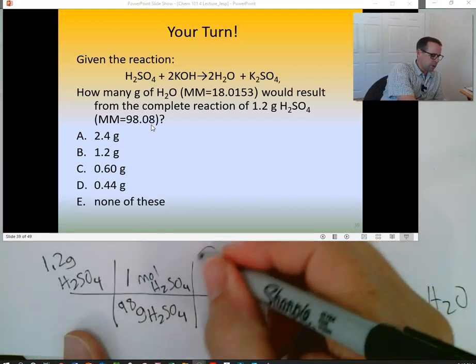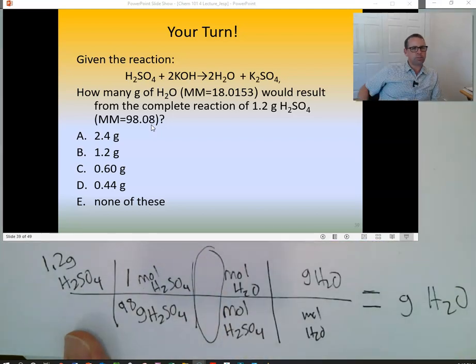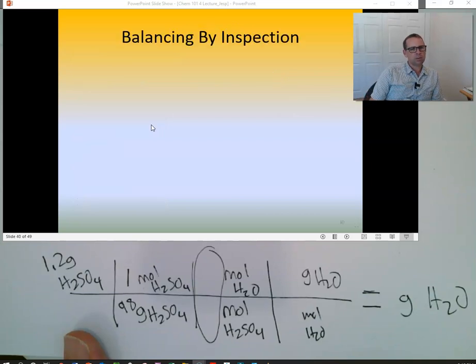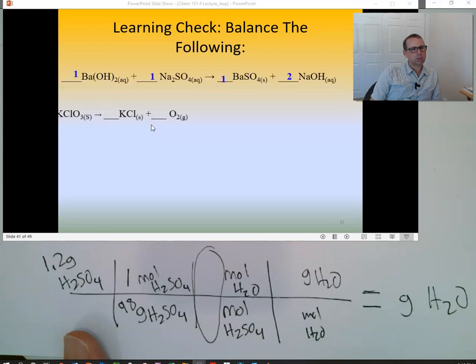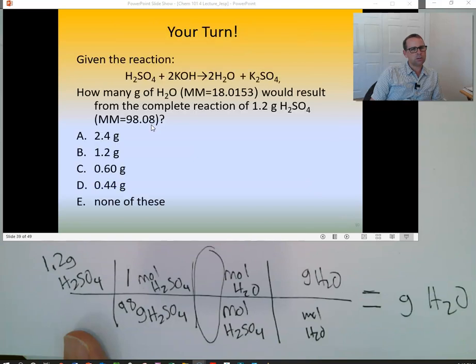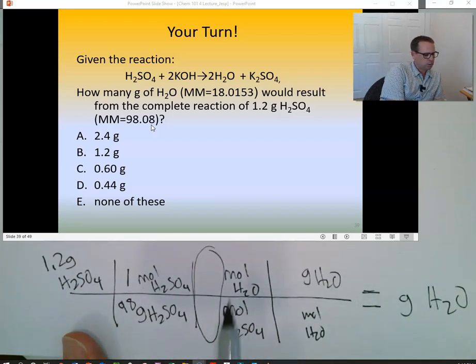Okay, so what about this? Where is my molar ratio going to be? How am I going to get that? Oh, wait, this isn't the right one. This isn't the problem we're on. Whoops, is it? Yeah, it is. Okay. Grams of water. So 98 grams of H2SO4. So how do I get from moles of H2SO4 to moles of water? How do I do that?